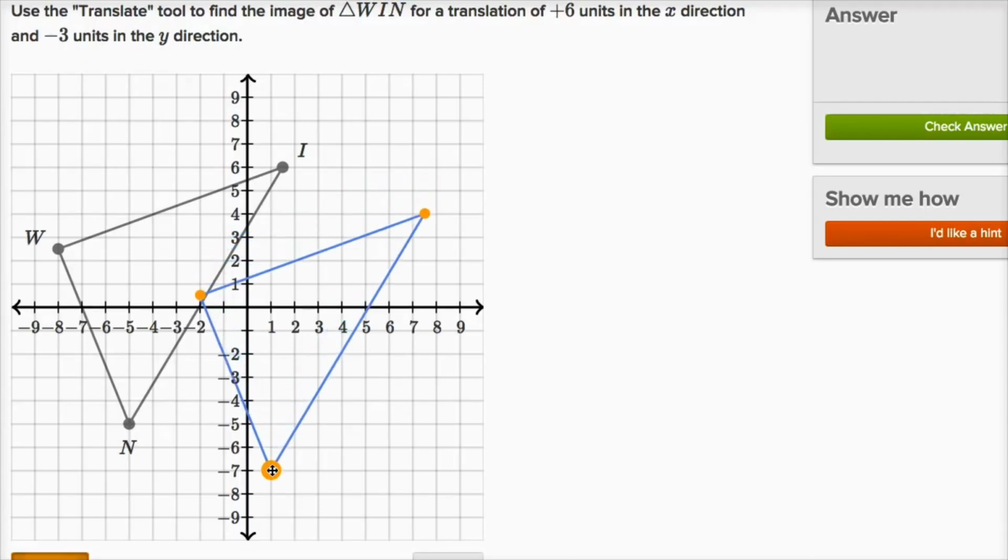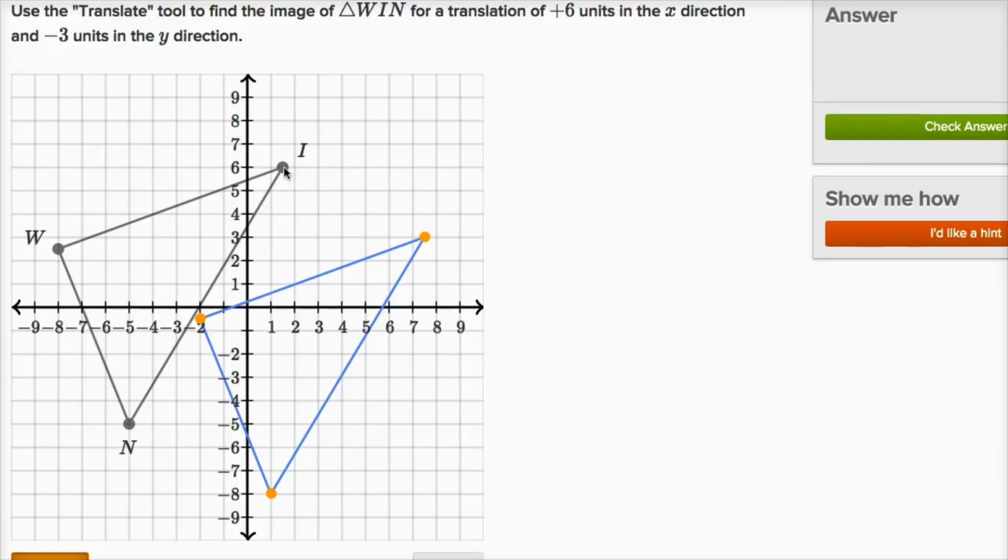1, 2, 3. And notice I focused on point N, and this is its image now. This whole triangle is the image of the triangle WIN after the transformation. But you see that every point shifted 6 to the right and 3 down. This point over here is at 1.5 right now. Its x-coordinate is 1.5. Its new x-coordinate is 7.5. So its x-coordinate increased by 6.